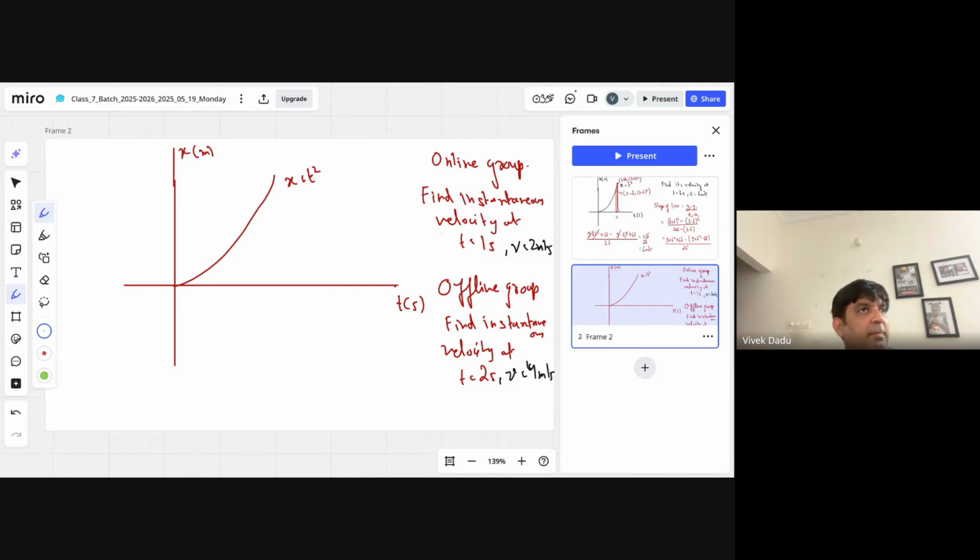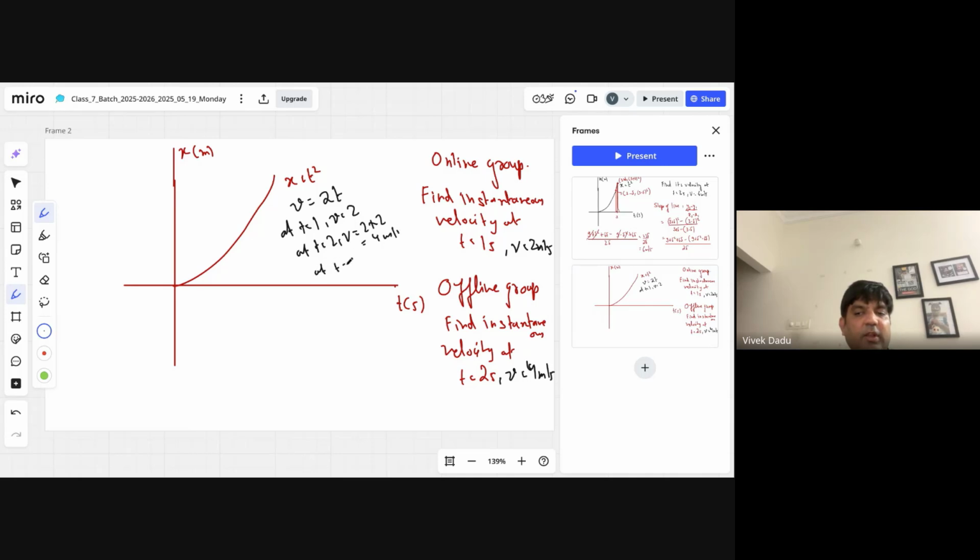I remember I kept the curve the same in both cases. So this gives Newton an idea. What if there is a formula to get it? For example, V equal to 2t is a formula which can be used, isn't it? At t equal to 1, V is giving 2. At t equal to 2, V is giving 2 into 2, 4. At t equal to 3, 6.